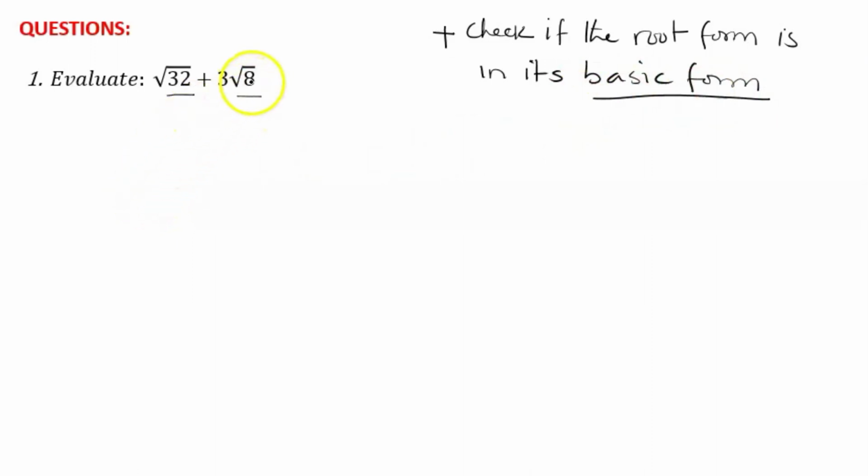Like this one, obviously I can see 4 times 2 there. 8 has two factors, 4 and 2. I can see that this 4 has a perfect square root. So obviously this one is not in its basic form. Then 32 also, obviously that's 16 times 2, right? This is a factor that also has a perfect square root. So obviously this one also is not in its basic form. So I simply take them to their basic form first. That's the first thing to do.